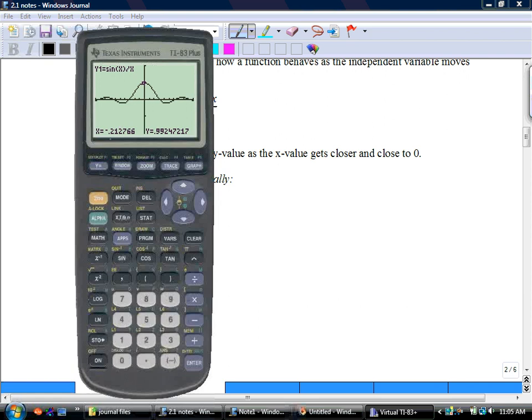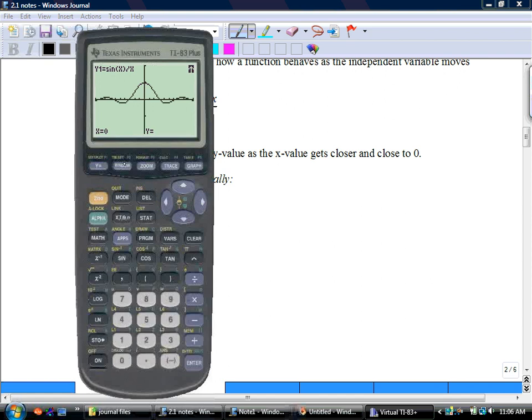No, look at the x. X is negative 0.21, y is 0.99. What is 0.99 really close to? Okay, and then go to the right-hand side of it, look at it now. As x gets close to 0, y is getting bigger and bigger and bigger, but it's... Well, that's kind of interesting.